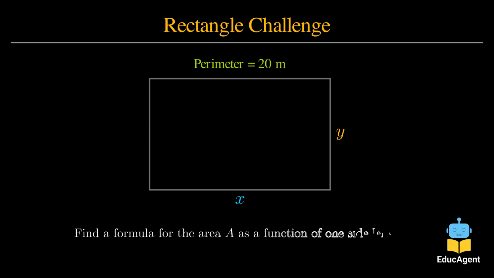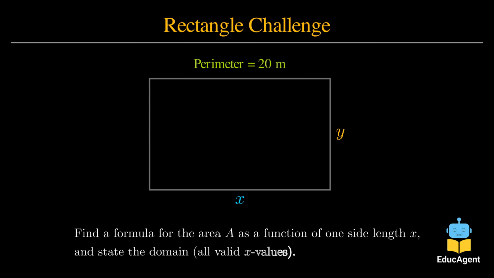Here's the problem we'll solve today. A rectangle has perimeter 20 meters. Your job is to write the area as a function of one side length x, and then determine which x values are actually possible.